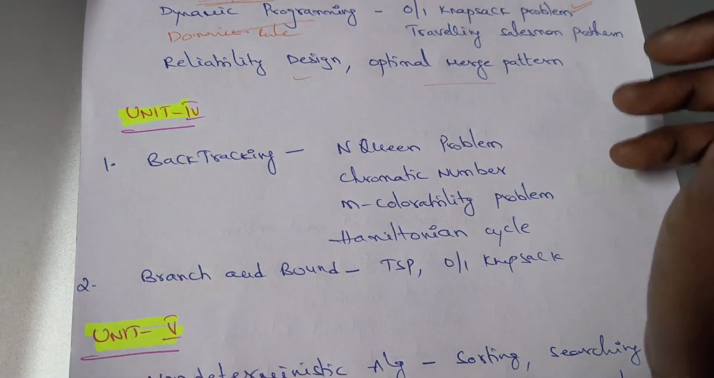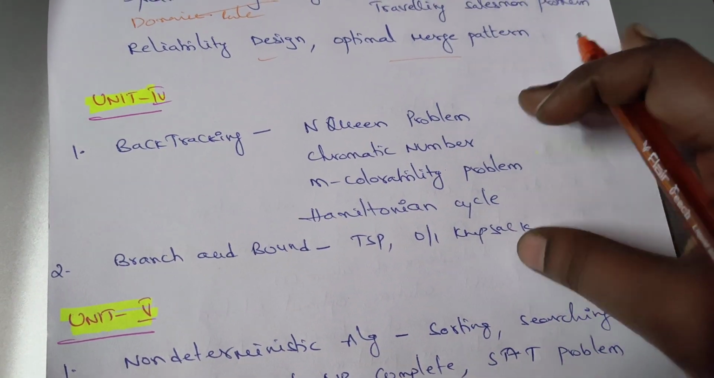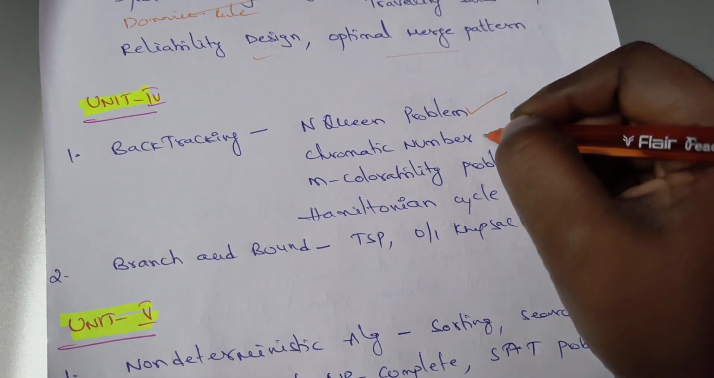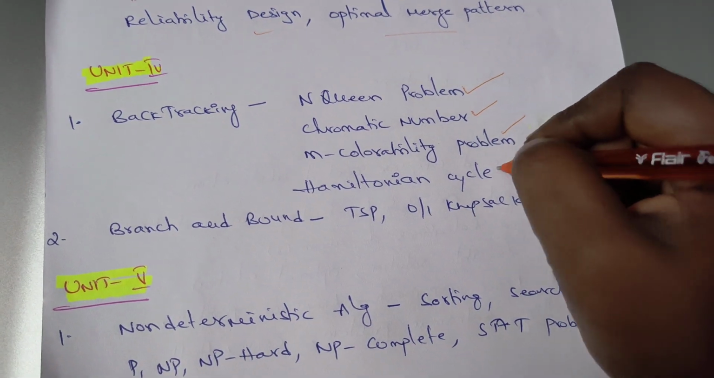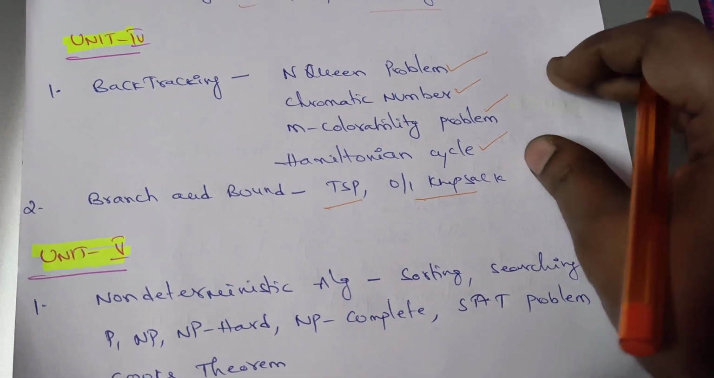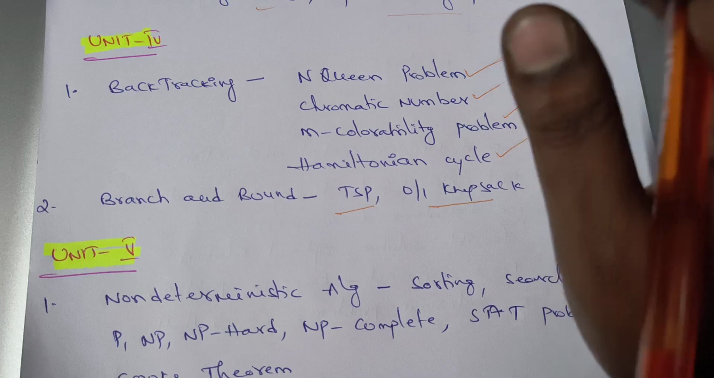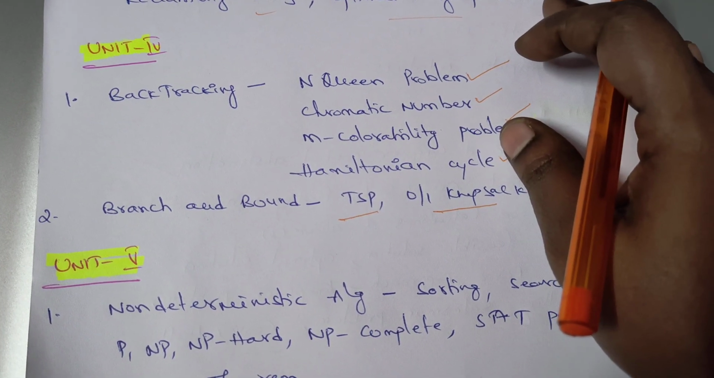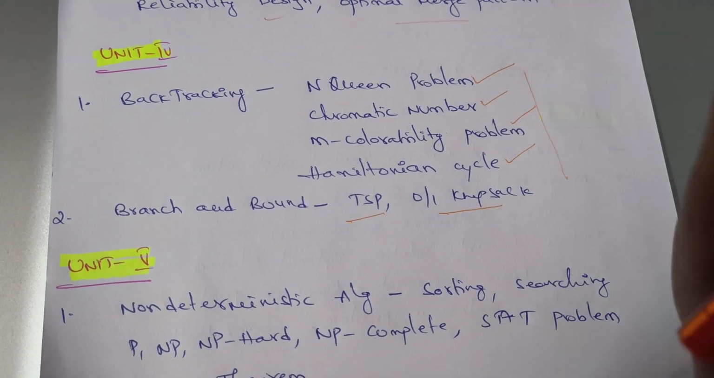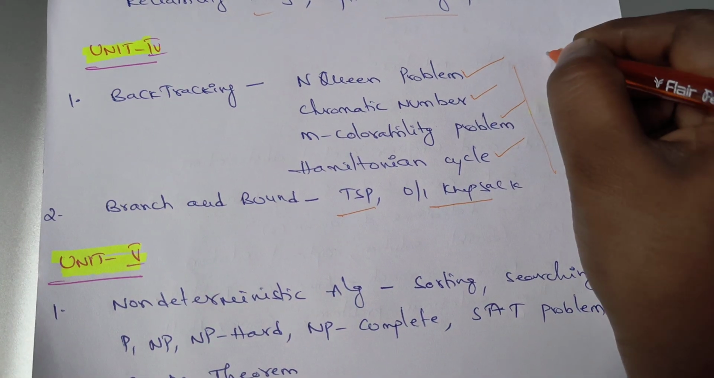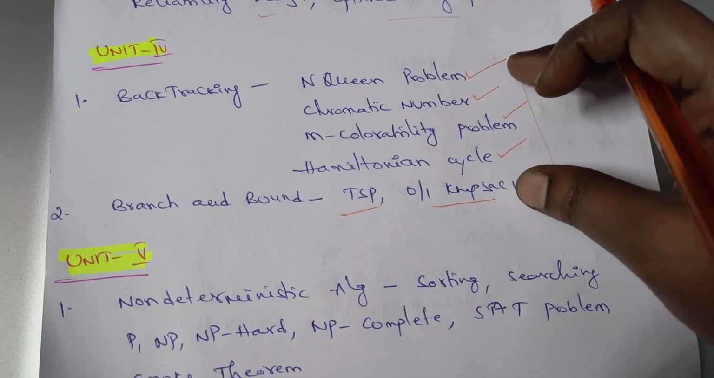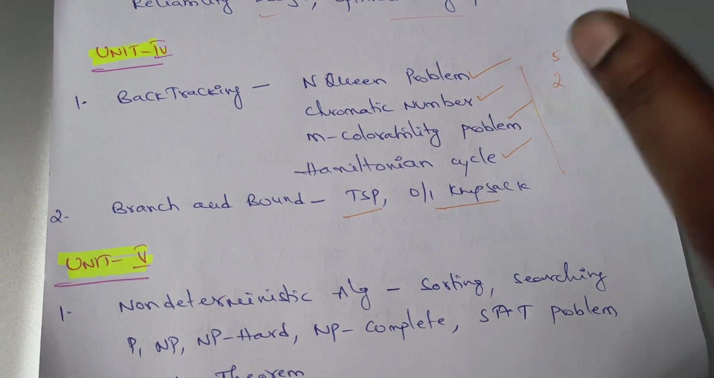And the fourth unit. The fourth unit is the smallest unit, and there is a high probability of getting questions from it: N queen problem, chromatic number, M colorability problem, Hamiltonian cycle, branch and bound TSP, 0/1 knapsack. Believe me, I have found one question paper from previous years, which is not according to your syllabus, and in the previous years more or less all these questions were there. A few questions are for 5 marks, a few are for 2 marks. But all the questions I have written here, part of the 4th unit, were there. So I am telling you again.